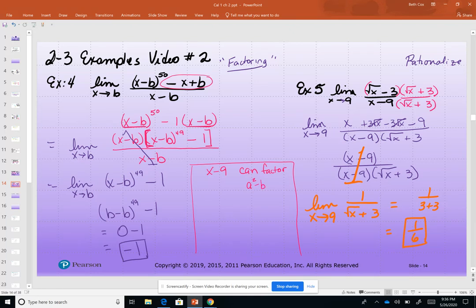If we remember, a squared minus b squared is (a minus b)(a plus b). And we took the 2 and cut it in half. The powers on each of these are half of the powers that were in the original. Well, x to the 1/2 would be the square root of x.